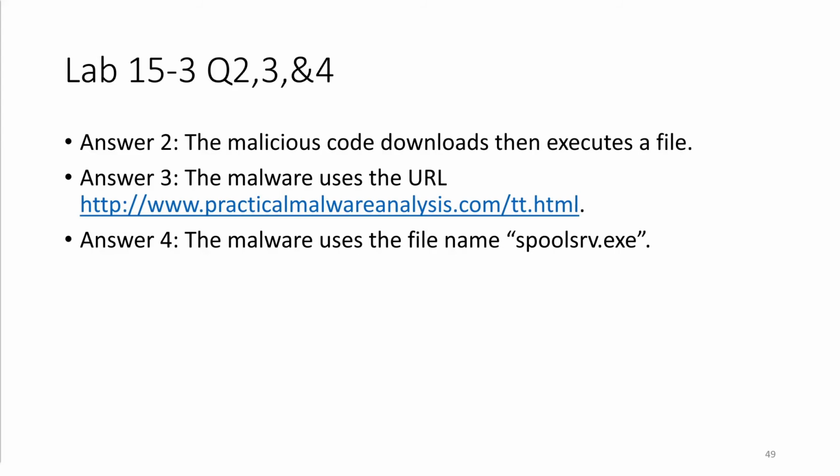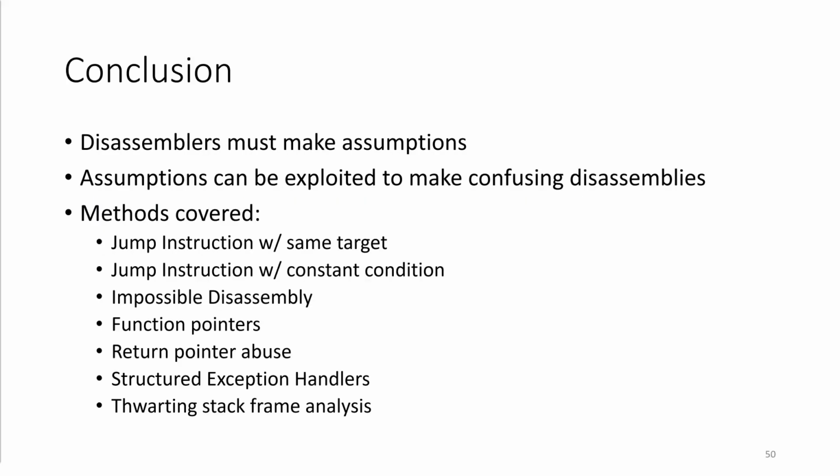So here are the final answers for Lab 15-3. The purpose of the malicious code is to download and then execute a file. The URL is practicalmalwareanalysis.com/tt.html, and the malware uses the file name spoolsrv.exe. And that's the end of my coverage for Chapter 15 Labs from Practical Malware Analysis.